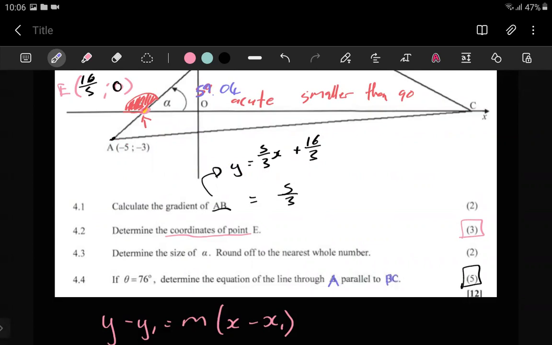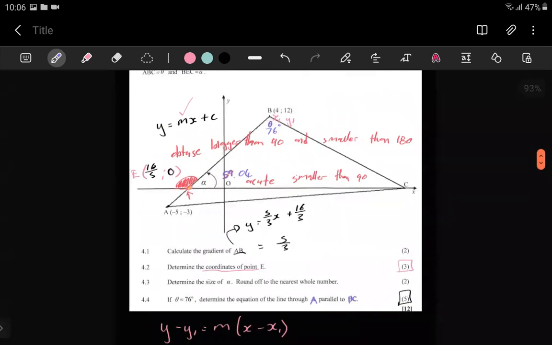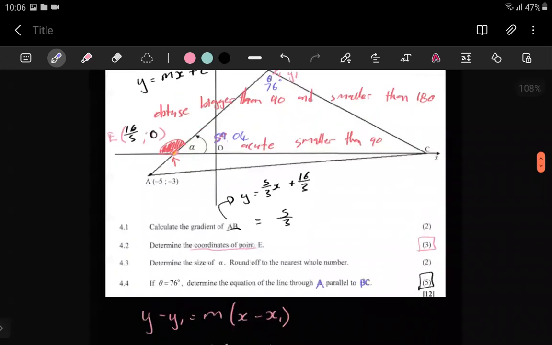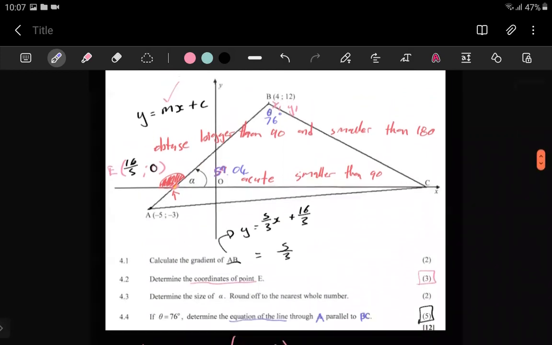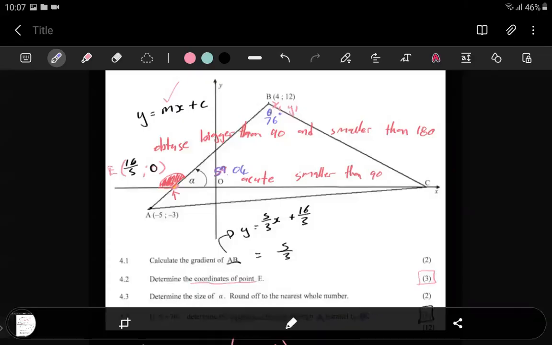So you see, with these questions, don't get overwhelmed by the wording, because they want you first to just break it down. What do they want? They want an equation of a line. So if they want an equation of a line, all they want is practically y equals mx plus c. Let me take a screenshot of what you figured out.